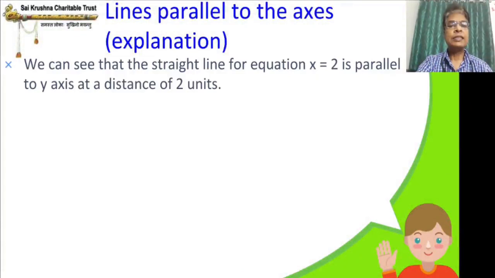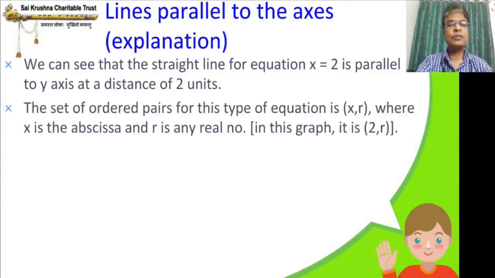You can see that the straight line for equation x equal to 2 is parallel to the y-axis at a distance of 2 units. The set of ordered pairs for this type of equation is x, r, where x is the abscissa and r is any real number. In this graph, it is 2, r. Let me explain once again here. Abscissa, all of you know. The other one, what is x is abscissa, what is y?